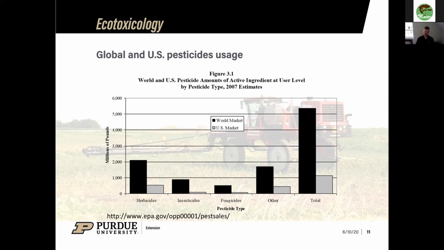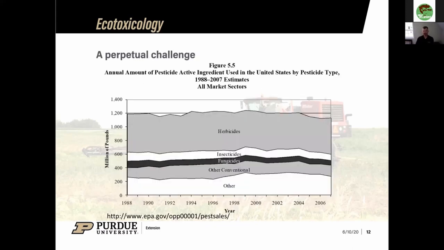And just an interesting note: the United States accounts for 6% of the total land area on the planet, but we use about 22% of the total pesticides on the planet. So we use a disproportionate amount of these chemicals. And the other thing I'd like to underscore to students is that this is a perpetual challenge. This is some data, it's a little dated at this point, but it gives you a feel that this is a constant issue. Consistently, year in and year out, we're using roughly 1 to 1.2 billion pounds of these chemicals. So again, it's a very common challenge to our systems.